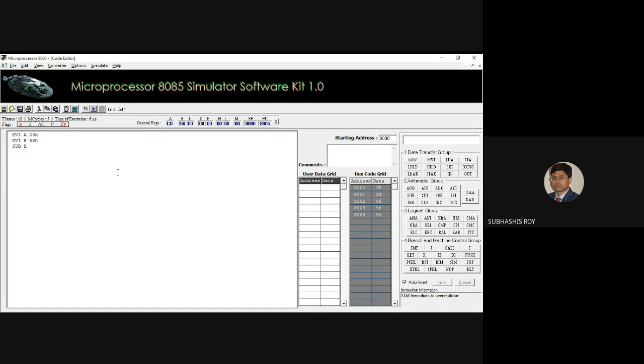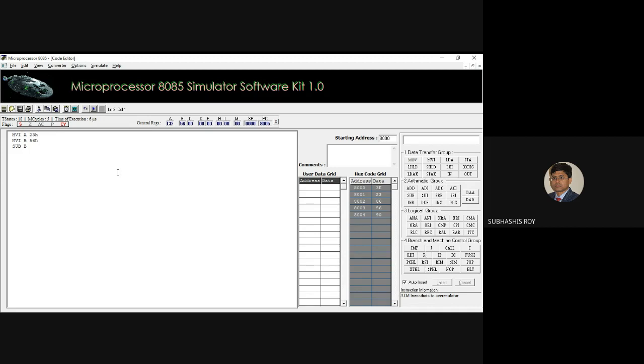Take 33. What is the binary representation of 33? 0 0 1 1 0 0 1 1. So take the 1's complement, then add 1. So what you are getting? CD. Again, same thing you can do, just the reverse operation. Take CD.